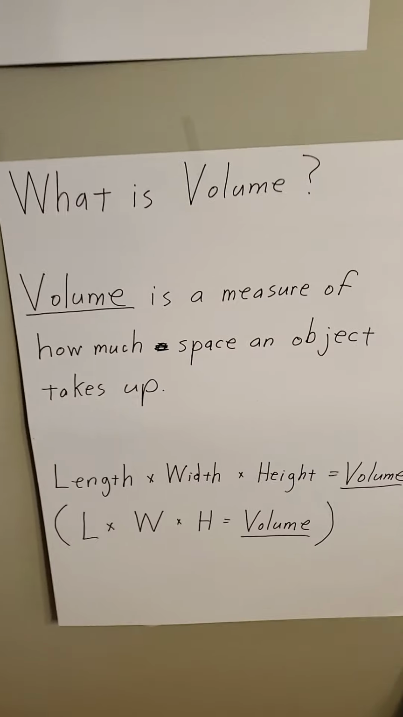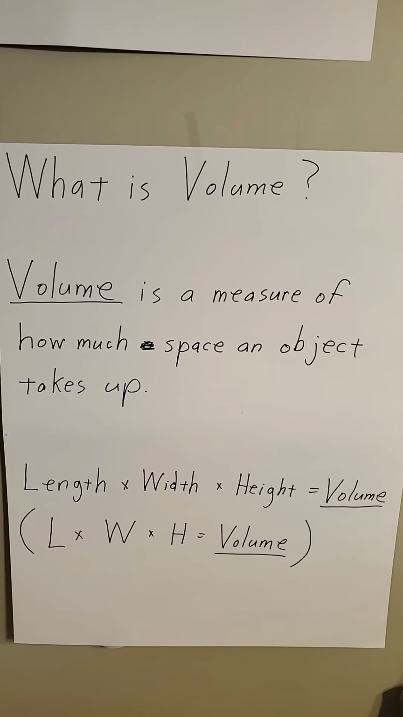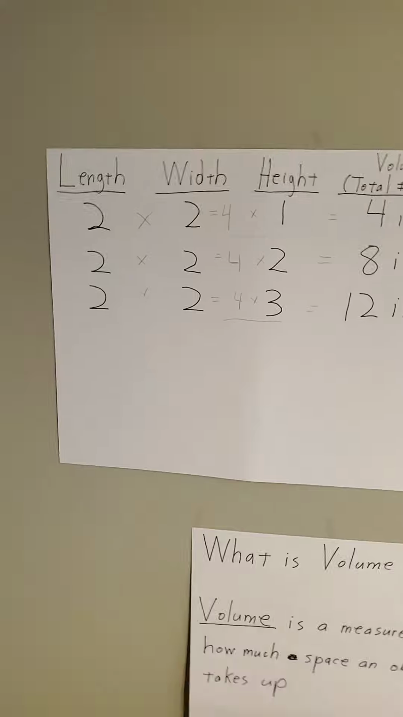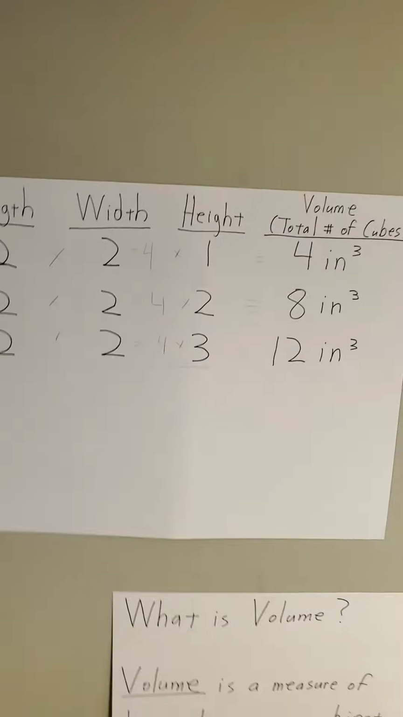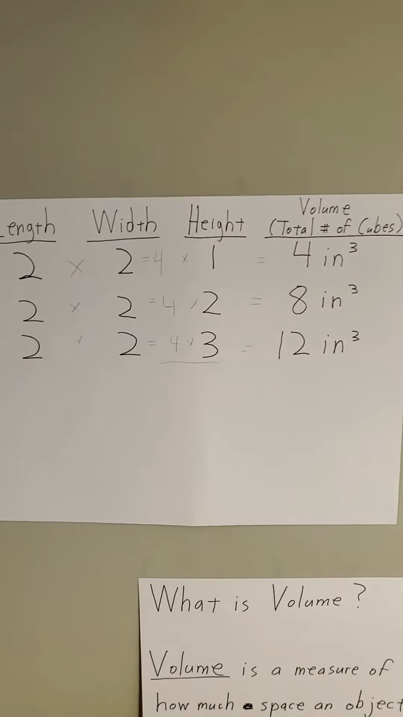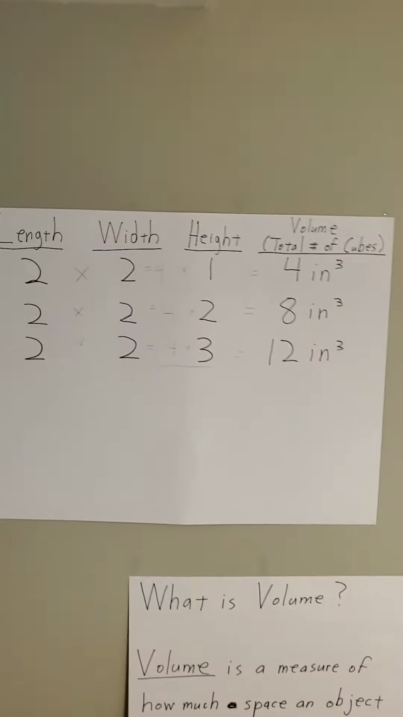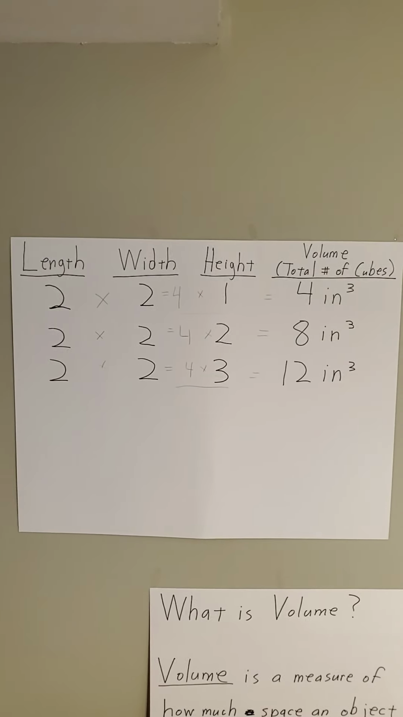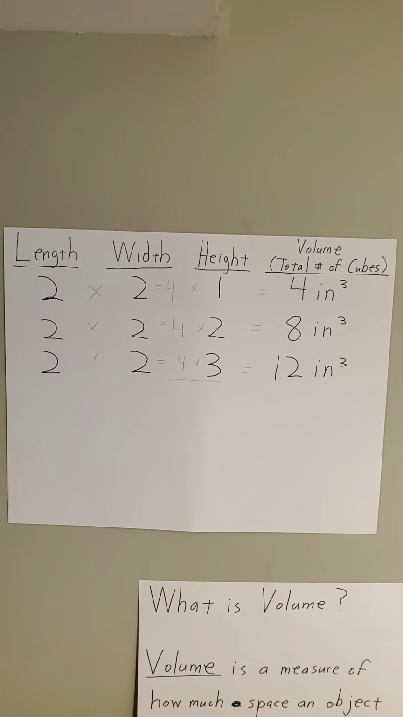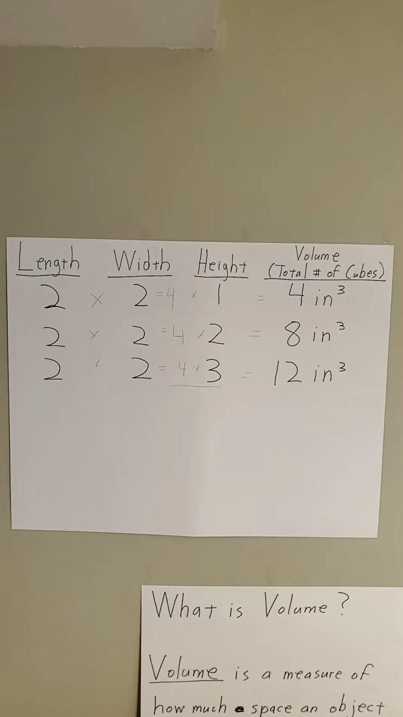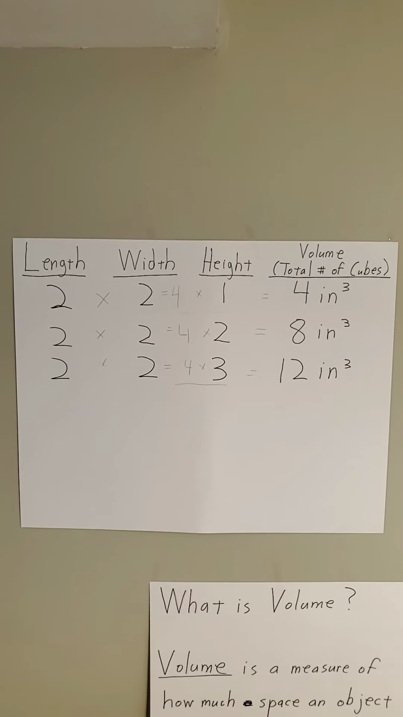So once again, here is the formula. And once again, this is our chart. It's helping us find the volume of our house. So if you want to find the volume of the house, take the length, multiply by the width and the height, and that would give you the total volume.